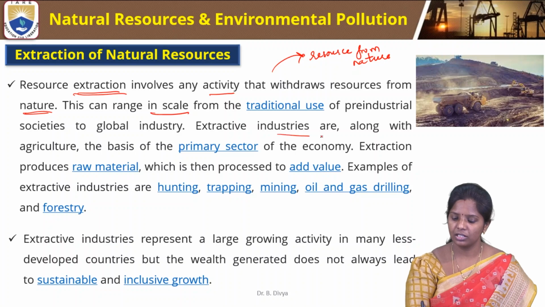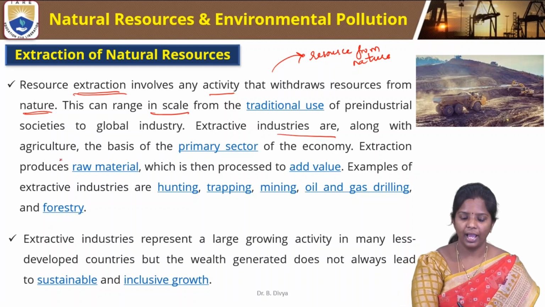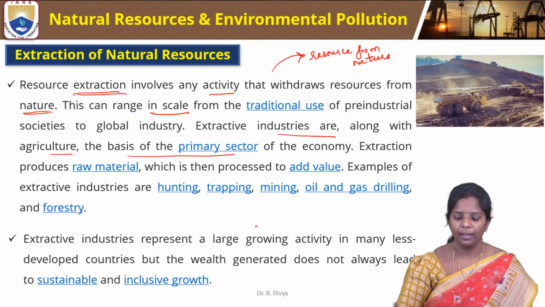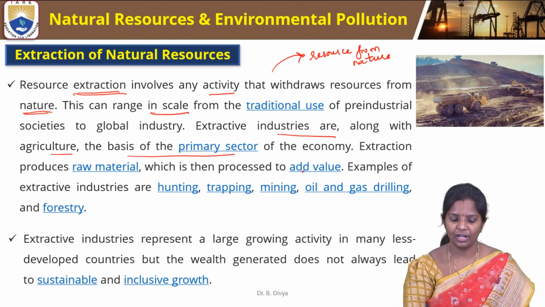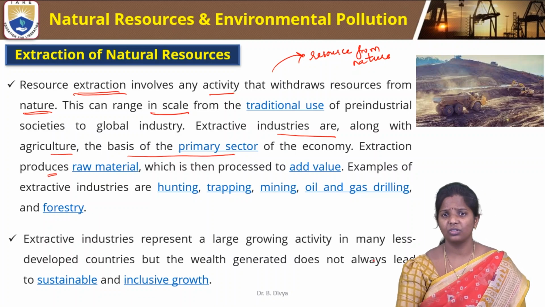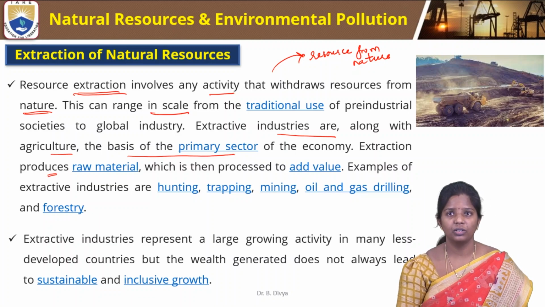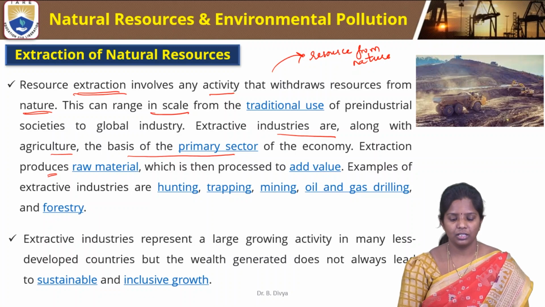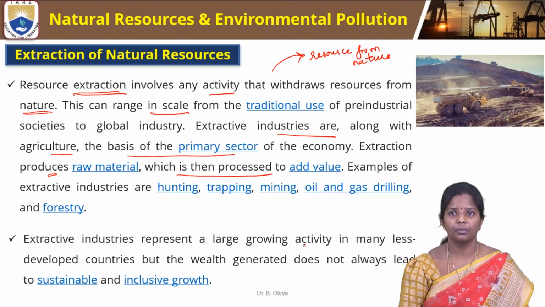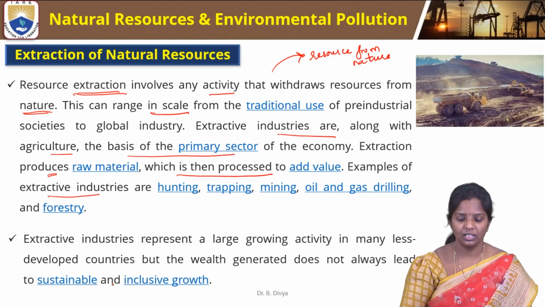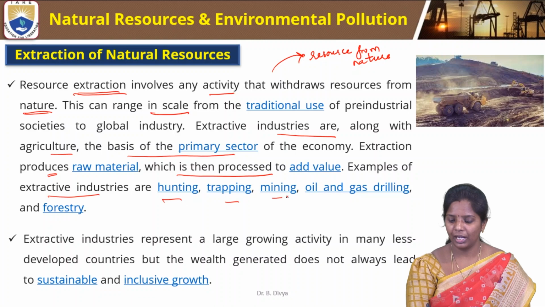So extractive industries are, along with agriculture, the basis of the primary sector of the economy. So this forms the primary sector, and the extraction produces raw material. As soon as we mine them, it is the raw material that is present, which should be processed to a particular product to add value to that product. Examples of extractive industries are hunting, trapping, mining, oil and gas drilling, and forestry.